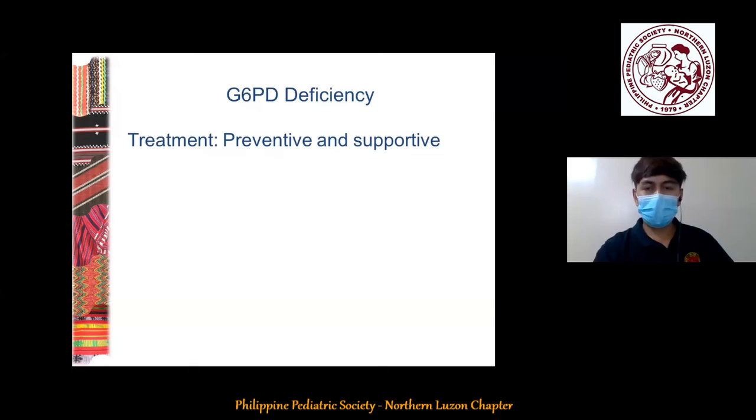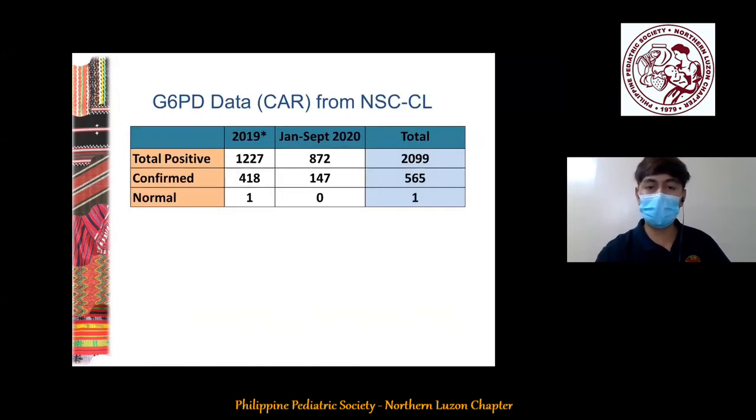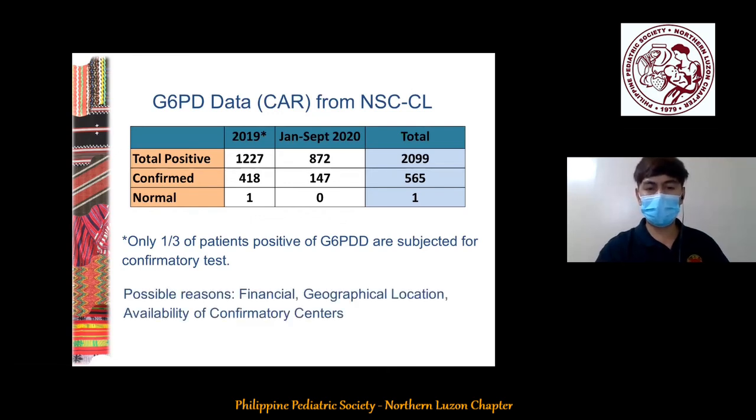So for data naman, we have as of May 31, 2018, these are endorsed to NBS CC only 1,898. Okay. G6PD data from NSCCL. So bago lang to. Look at this. Total ang positive nung 2019, 1,227. Pero ang confirmed for 118 and 1 normal. So iilan lang yung nagpa-confirm. Only 1/3 of patients positive of G6PD deficiency are subjected for confirmatory test. Dami dyan, hindi nakaka-confirm. Why? These are the possible reasons.